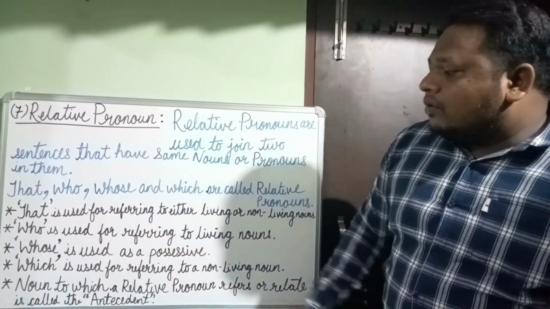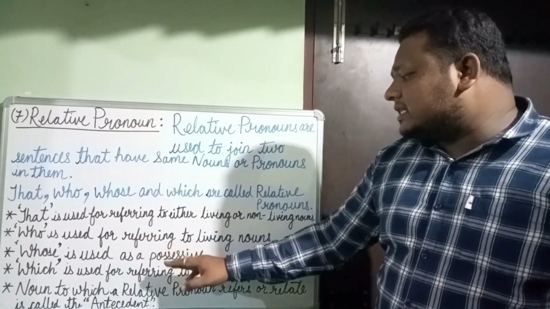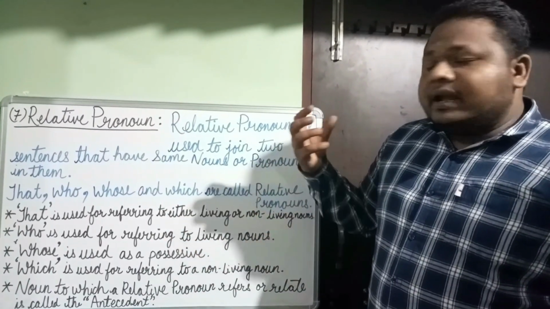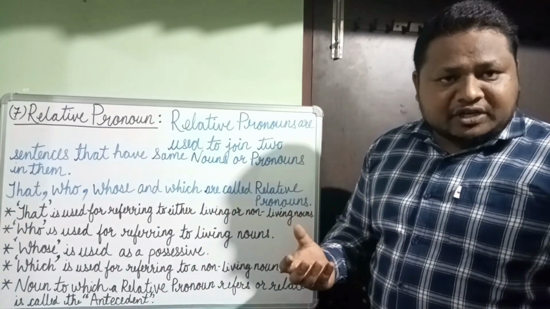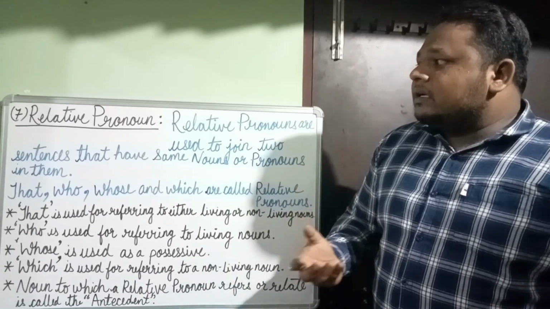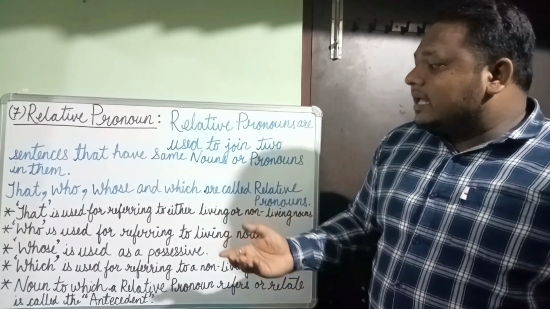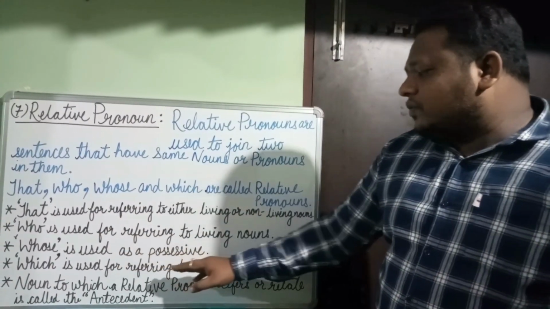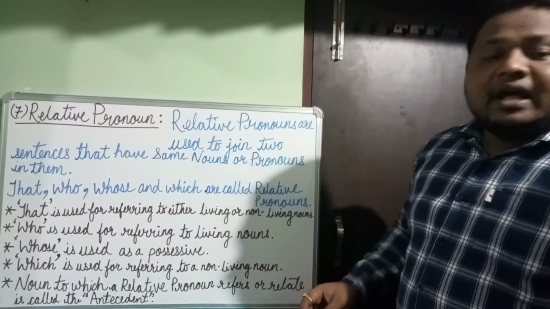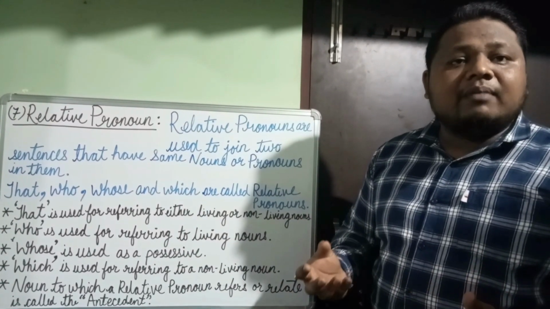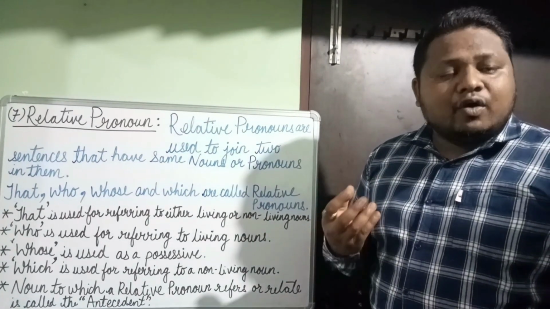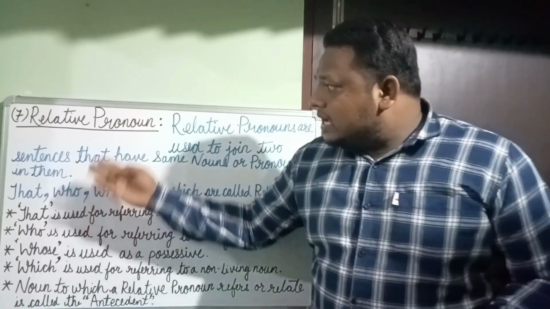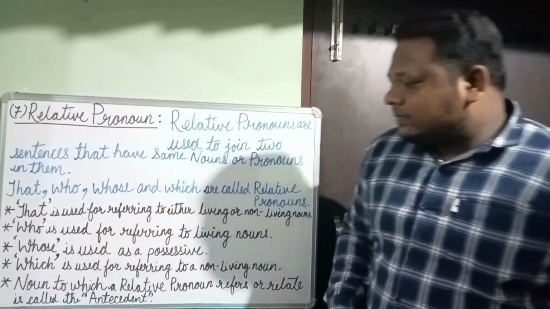All right. Now, whose is used as a possessive. So, if we have to show possession of a noun or a pronoun, then we have to use whose. Okay. Now, which is used for referring to a non-living noun. Now, if in the sentence we are dealing with non-living objects, then for joining the two sentences we can use the relative pronoun which.